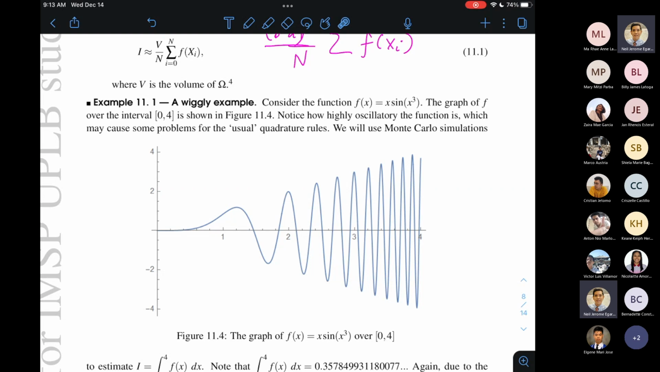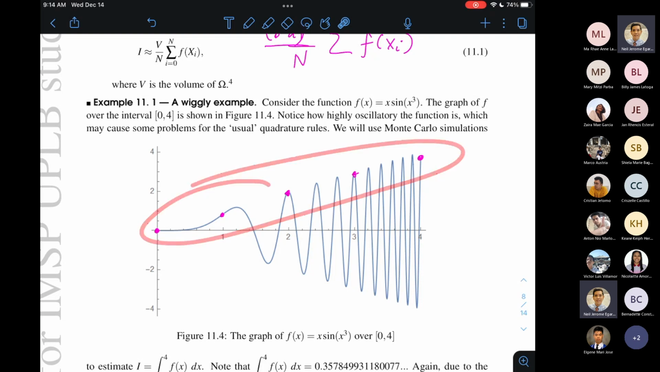Halimbawa, 5 equally spaced points lang yung kaya mong gamitin. Mag-start ka kay 0, mag-start ka kay 1, tapos kay 2, tapos kay 3, tapos kay 4. Alright? Now, kung yung 5 points lang na yan yung gagamitin mo sa isang Newton-Cotes quadrature o sa Gaussian quadrature rule, you'll be doomed to fail because look at this. Hindi nakaka-capture ng data points mo yung oscillatory behavior ng function f.